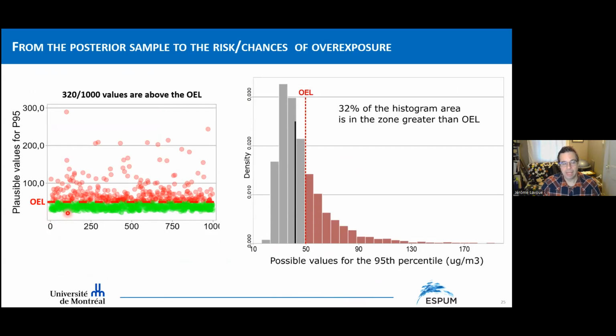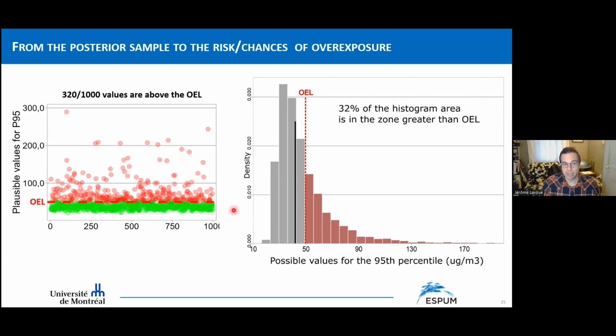The other way to interpret these 1,000 values is to draw the OEL on that plot and to count how many of the plausible 95th percentile values are below the OEL. So all these plausible values, which I put in green here, represent values of the truth that correspond to an acceptable situation, right? And all the ones I put in red, which are above the OEL, represent plausible values that correspond to a non-acceptable situation where the 95th percentile is above the OEL.